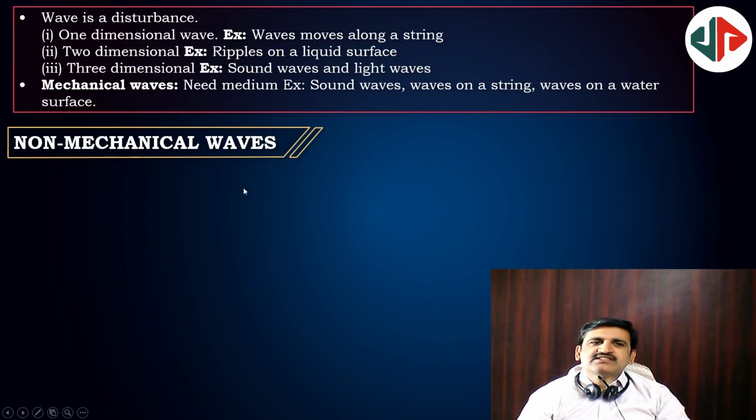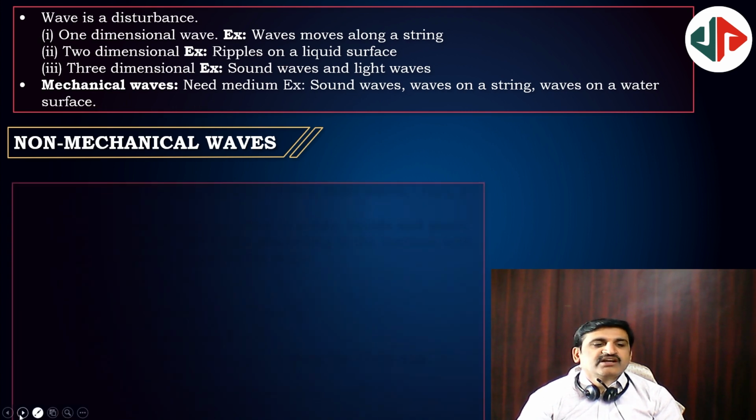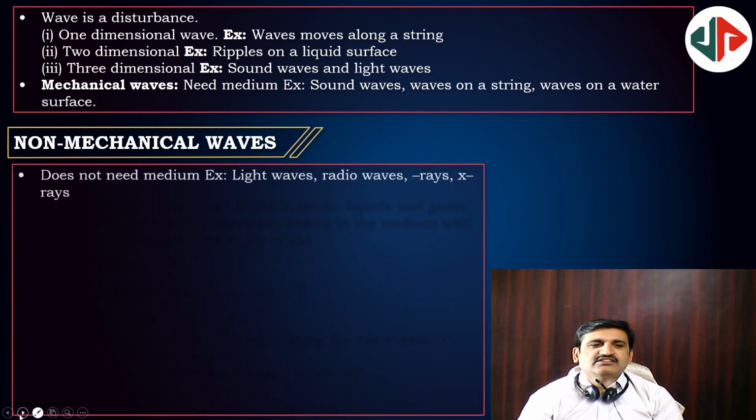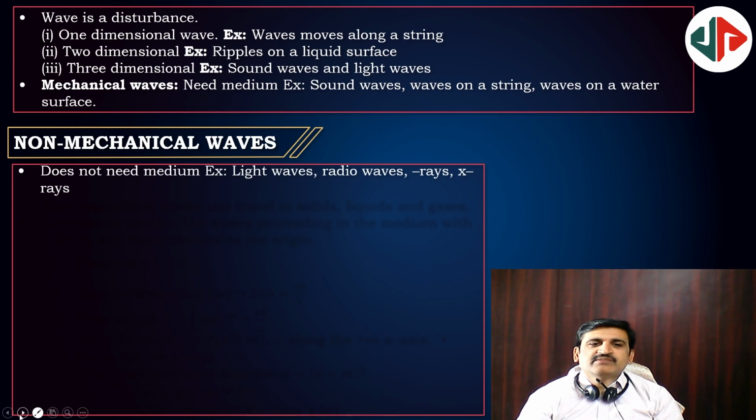A wave is a disturbance in a medium. A mechanical wave needs a medium, and examples of mechanical waves are sound waves. Sound waves and light waves are what you call three-dimensional. Two-dimensional waves are ripples on a liquid surface. One-dimensional waves are along a string. Mechanical waves need a medium, and non-mechanical waves, electromagnetic waves, do not require any medium: light waves, radio waves, etc.